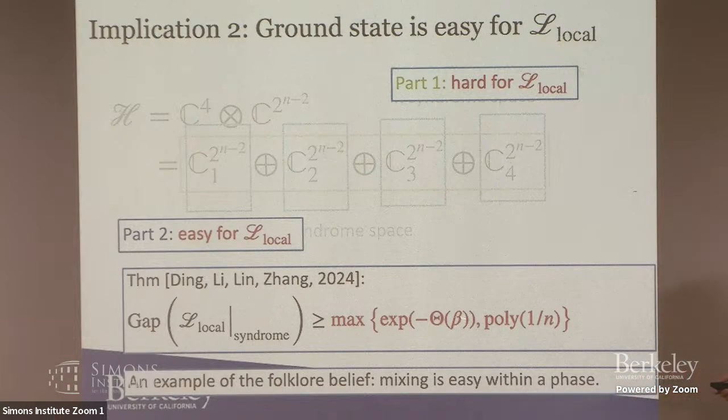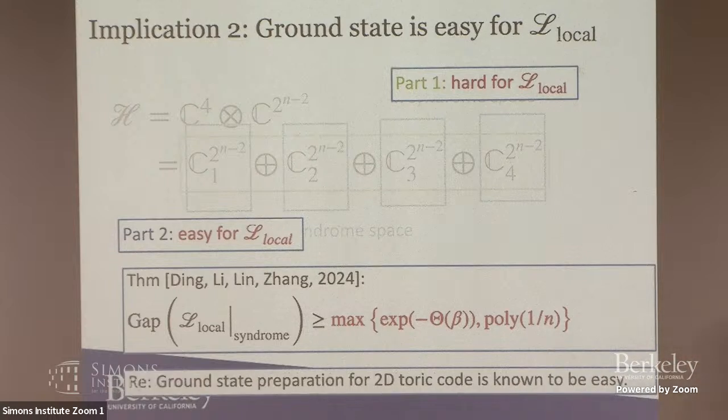In our work, we can show that if we restrict ourselves to the syndrome space, then the spectral gap of the local Davies generator can be lower bounded by max of exponential minus beta and poly 1 over n. Basically, if you only consider the syndrome space, the low temperature mixing of the local Davies generators can be very fast, even at low temperature. This is also an example of the folklore belief that mixing is easy within a phase. One quick remark is that the ground state of the 2D Toric code is known to be easy because of quantum error correction.